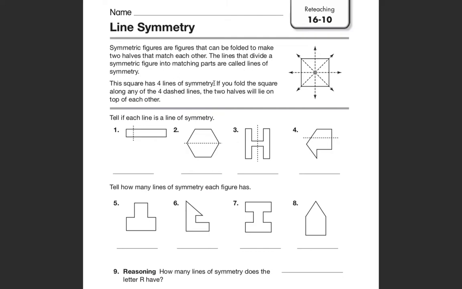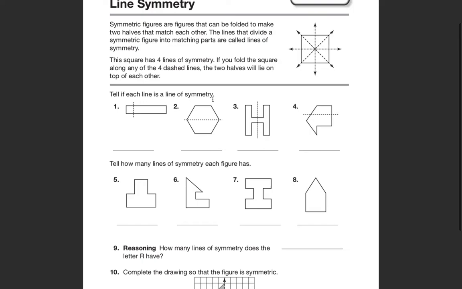This square has 4 lines of symmetry. If you fold the square along any of the 4 dashed lines, the two halves will lie on top of each other. So again, a figure can have more than one line of symmetry. It's your job to try to test out as many lines of symmetry as you can and really think to yourself, is this side exactly the same as the other side? Are these two halves congruent to each other or the same as each other? So, tell if each line is a line of symmetry. So, number 1 through 4, we have to look at the dashed lines and decide, does this create two symmetric pieces or halves?